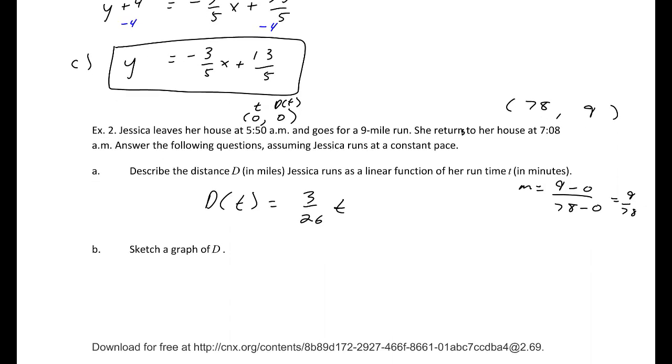Now to sketch this graph, I draw this very roughly. It goes through the point (0, 0), and has a slope of 3/26. So it increases 3 in the y direction. That's the change in y. The change in x is 26. So there is our function. Really, it's restricted to t greater than 0 because we're not too concerned about that. But that should be the graph of that equation.